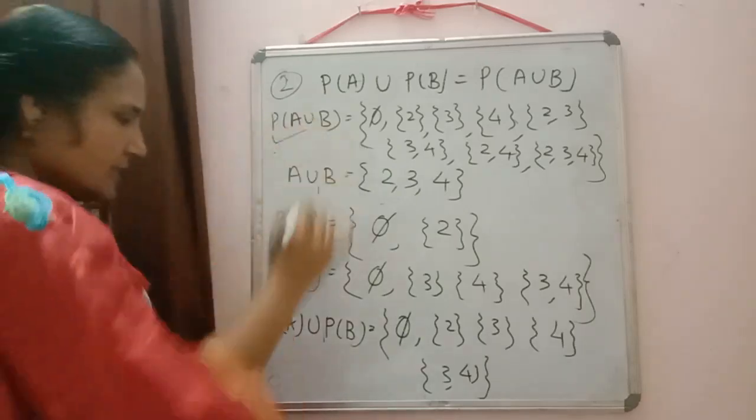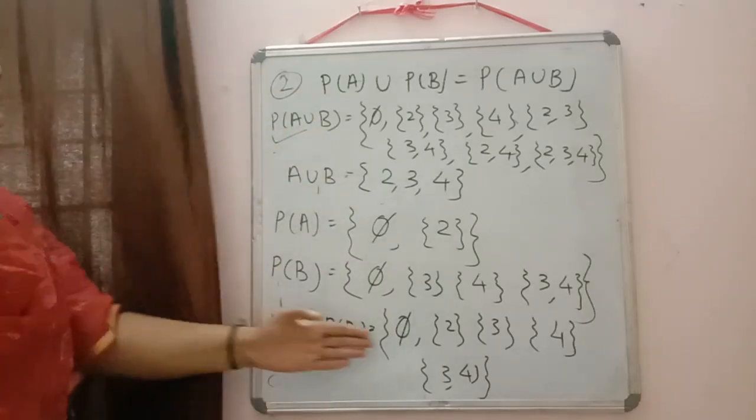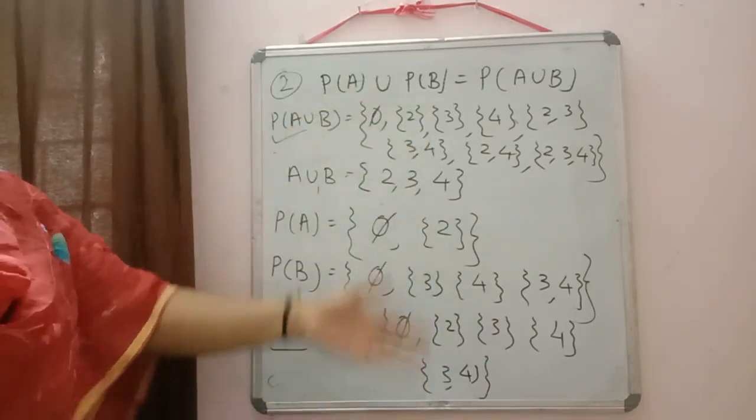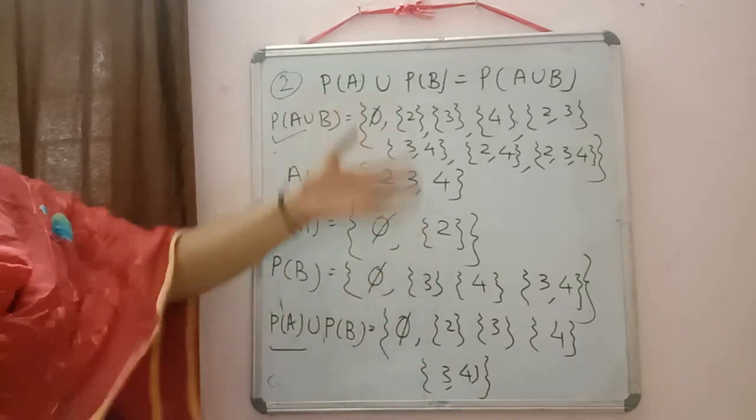So just to check whether these two are equal. Obviously not equal because the numbers of elements are not the same. If two sets are equal, it means at least they should be equal in numbers.